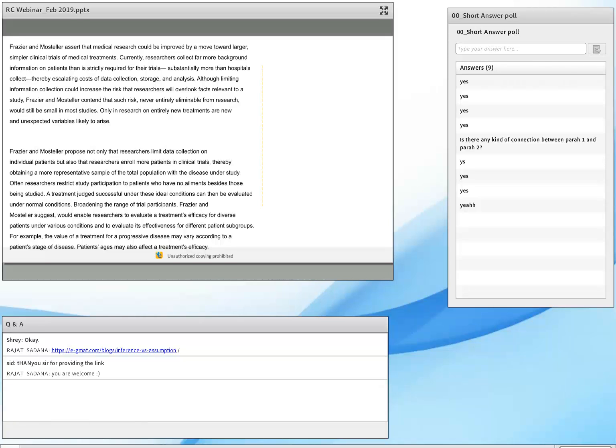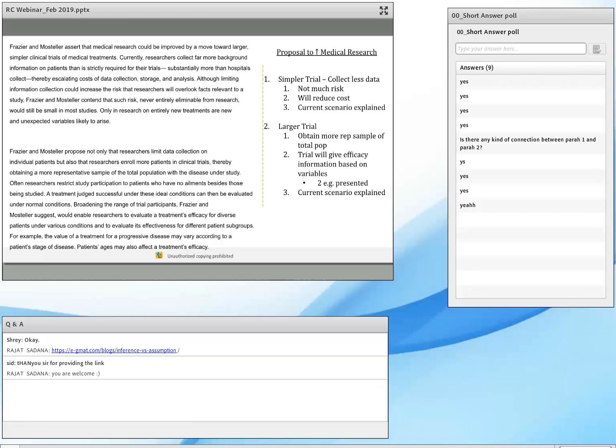Now, when you look at the passage analysis over here and you say, okay, how are the passages outlined over here? So what does the author really say? There's a proposal to broaden or change medical research. One is the author saying, hey, let's collect simpler trials, let's collect less data. Why? Because for most cases, there would not be much additional risk, and it'll reduce the cost. And he explains how currently the trials are done.